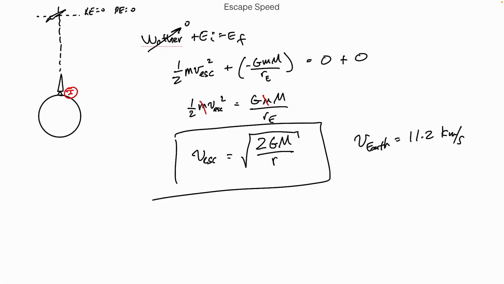Okay, escape speed for the moon, I calculated out, is 2.3 kilometers per second. That's a lot less than the Earth. Why is it a lot less than the Earth? It's not as massive, right? There isn't as much gravity there. So it's actually easier to get away from the moon than it is to get away from the Earth. That's pretty good. Mars, 5 kilometers per second. So again, taking off from Mars requires less energy compared to, say, Earth.